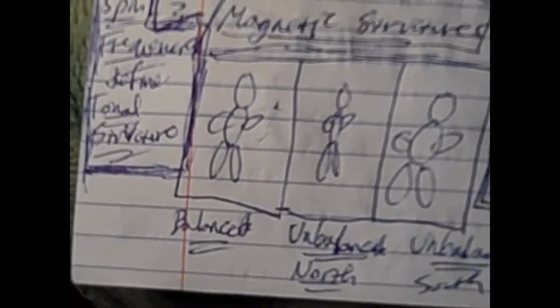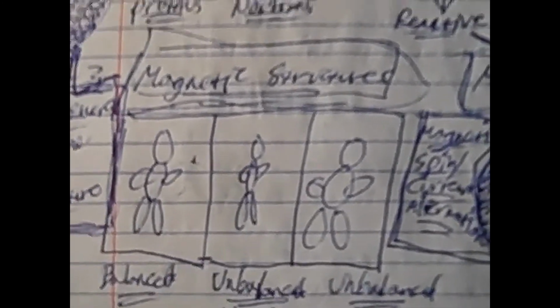So you have one that's balanced, which is kind of like the person that's of average build, height, and so on. And then you have an unbalanced north, which is a real slight kind of individual, and then an unbalanced south, which is a real big person. I may have these mixed up, but the point is there are these three basic magnetic structures.